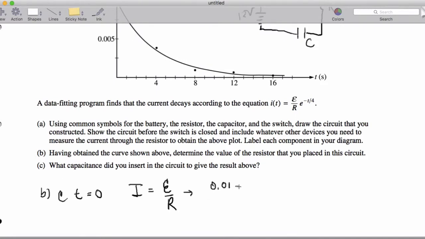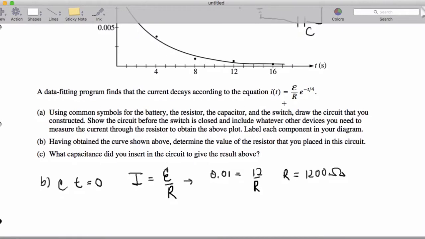0.01 amps equals the 12 volts of the battery divided by R. So when we isolate R, we can take 12 divided by 0.01, and the result that we will get is going to be 1200 ohms of resistance. Okay.